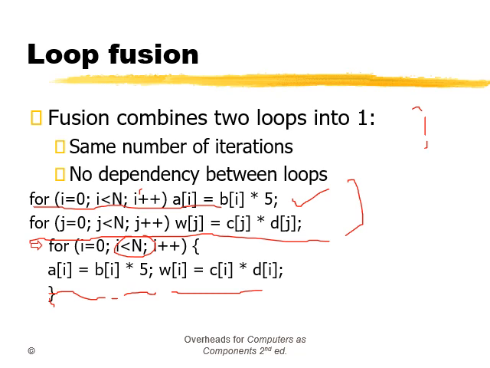So fusion means combining the loops, and its opposite is loop distribution, meaning from one loop we can go to two loops. Here we are going from two loops into one loop. So by doing so, we can optimize our program. So this is another type of loop transformation. Let's move on to next.